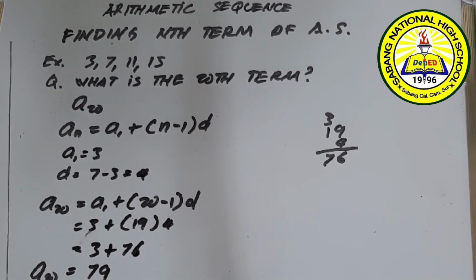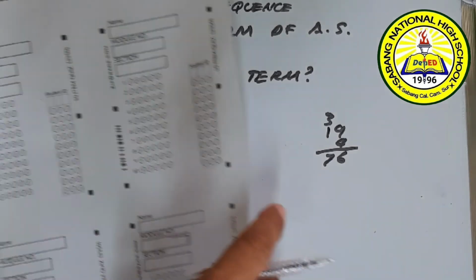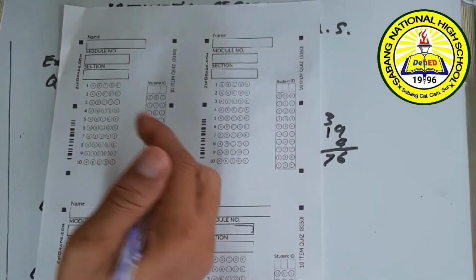So on your GC, you have your 10-item questionnaire for Module 2. Answer your 10-item questionnaire in your zip grade. This is an example of a zip grade.